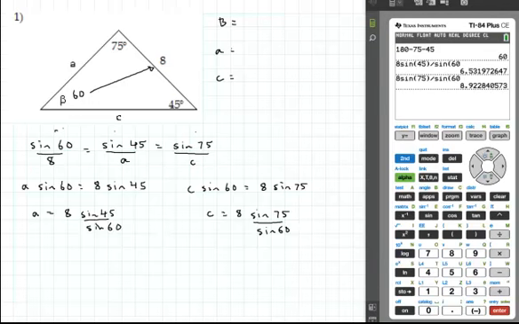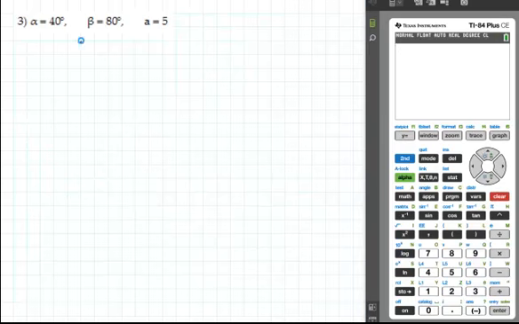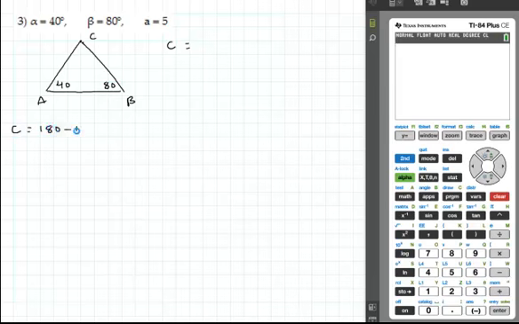Look at another one. Problem number 3 on that quiz. Draw a triangle. Never worry about scale, just something to collect data. Angle A is 40, angle B is 80, and very easily we can find out what angle C is by going 180 minus the 40 minus the 80, and that'll give us a 60. And we have side A over here is 5.